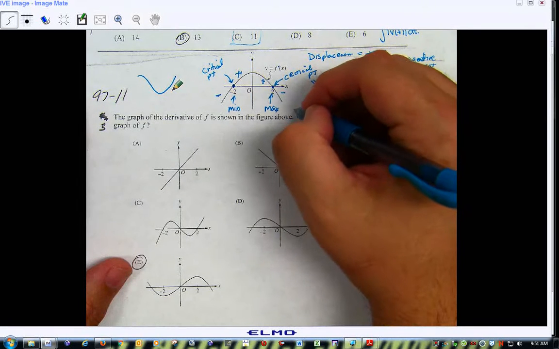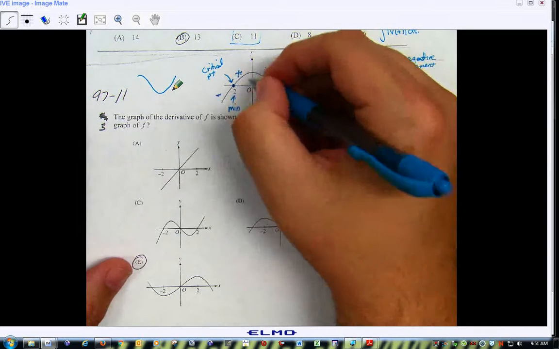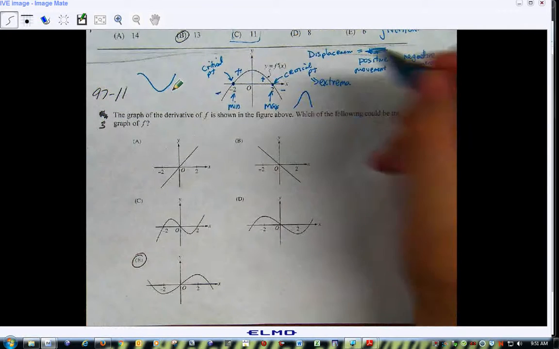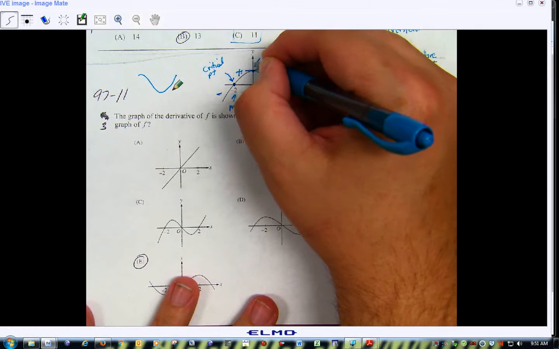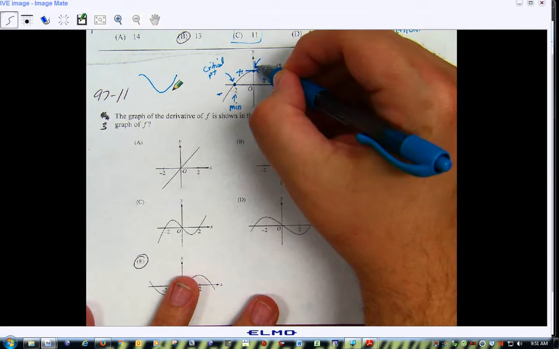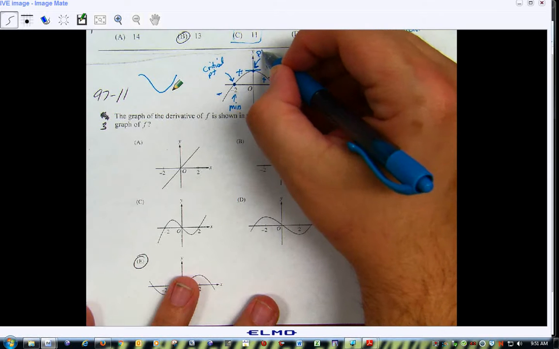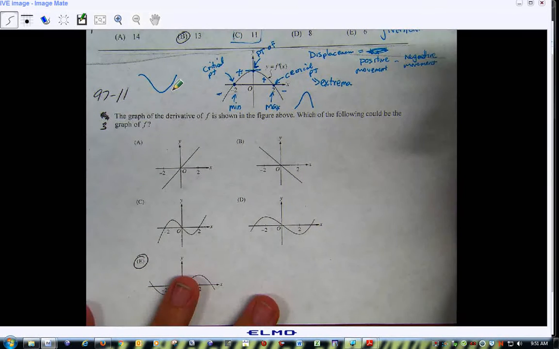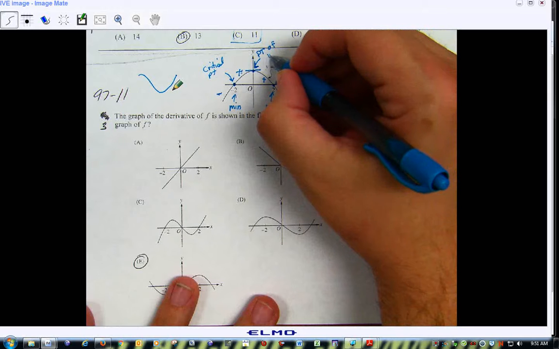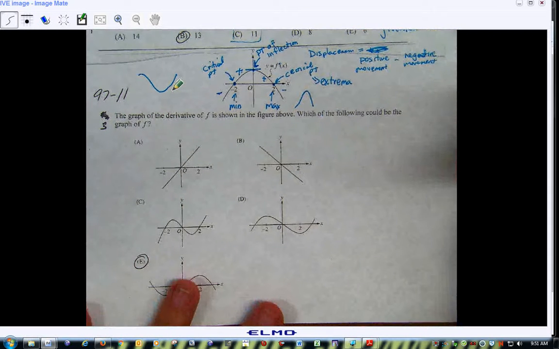Now, when the slope is equal to 0, what is this point on the graph of the derivative? I'll give you a hint. Points of inflection. Because that's where the slope is equal to 0. So I need a point of inflection at 0.